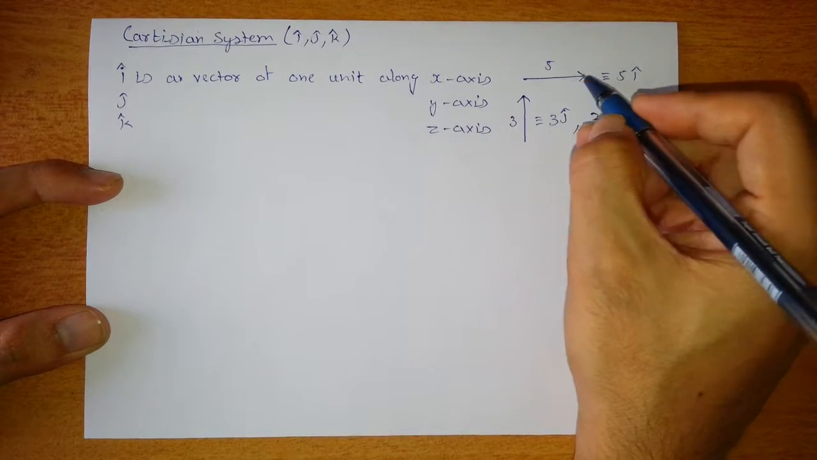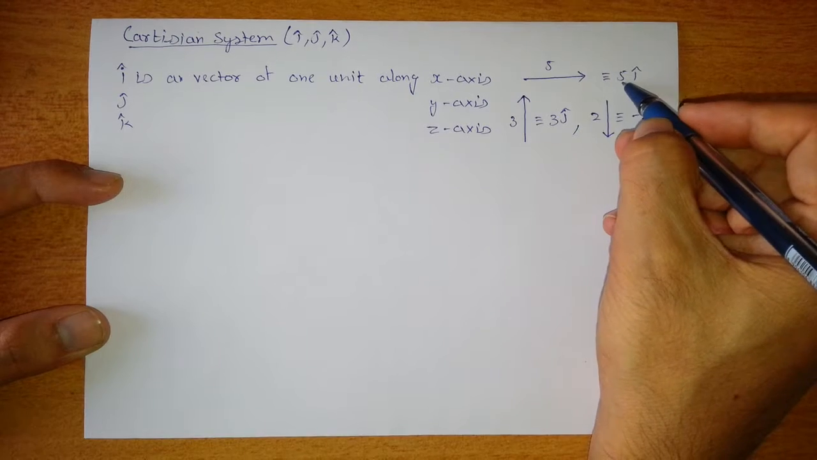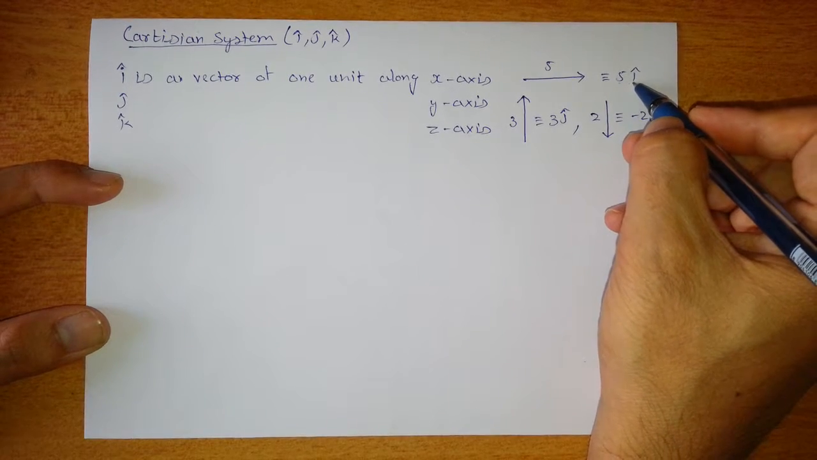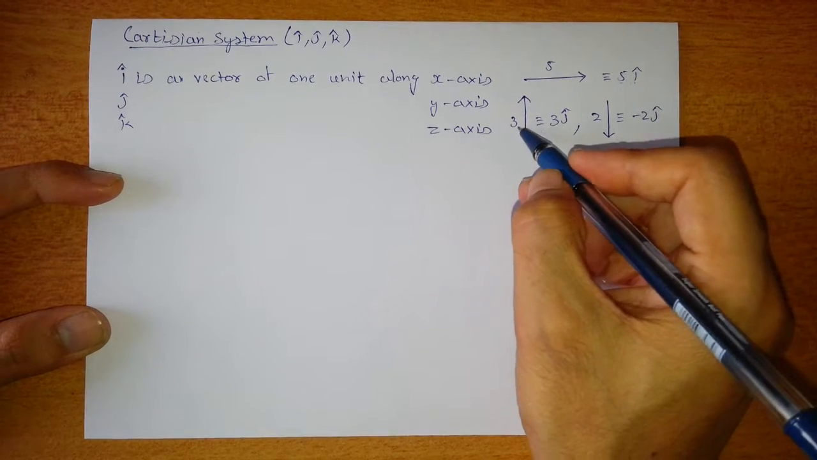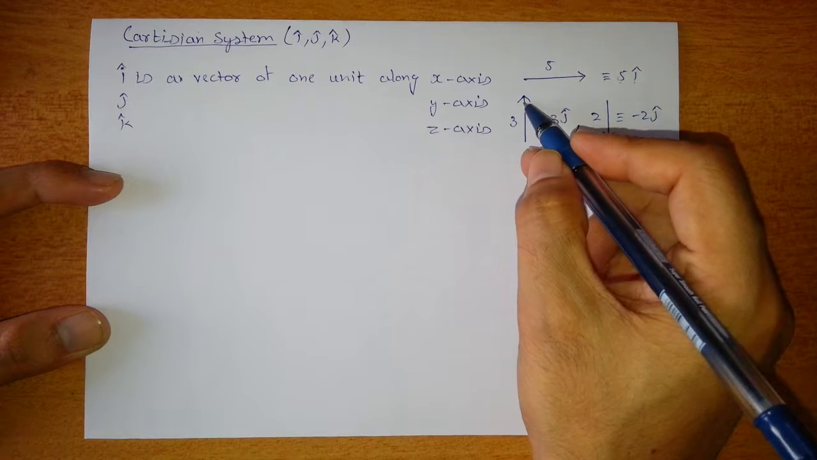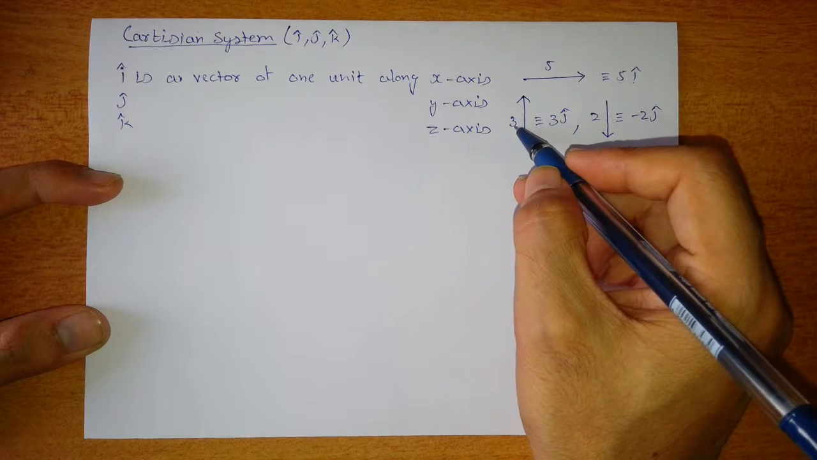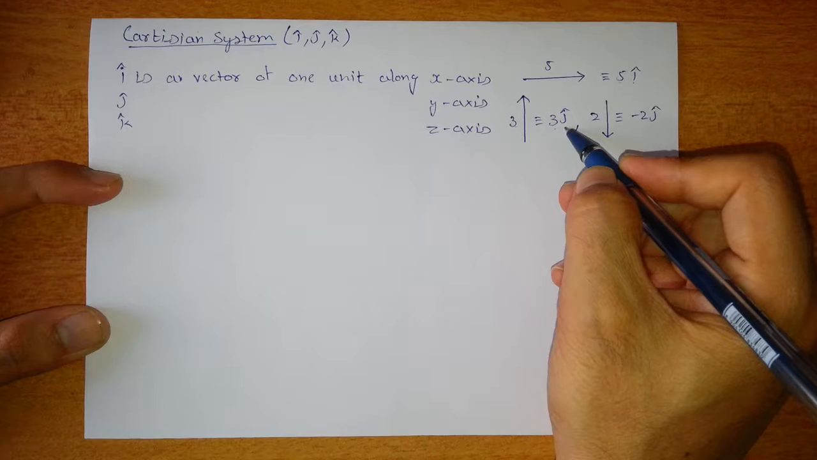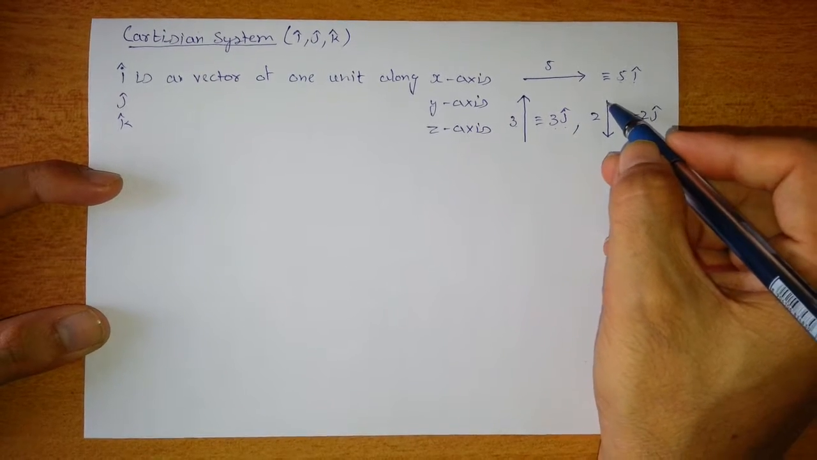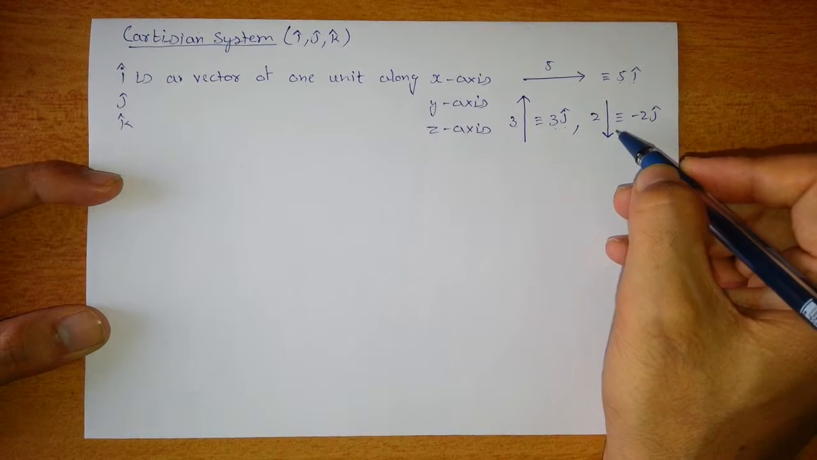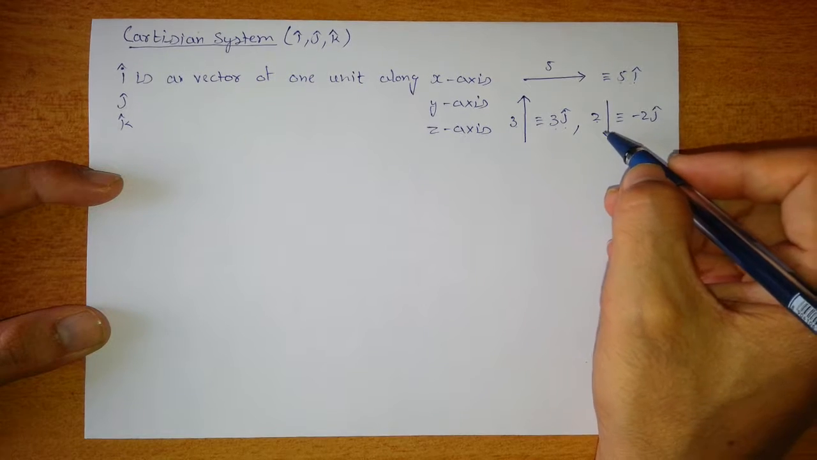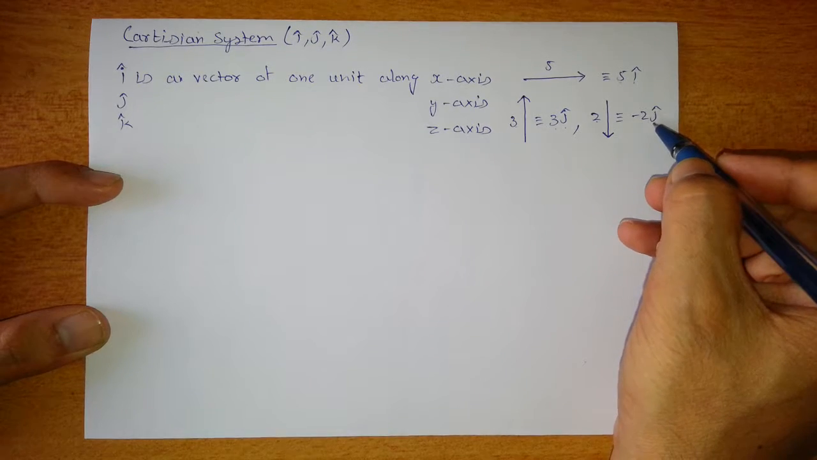So what if I have to represent a vector which is towards right of magnitude 5? I can say right direction is the x direction, so this will be 5 i cap. And what if the vector is in upward direction and has a magnitude 3? It will be 3 j cap. What if the direction is downward and it has magnitude 2? It will be minus 2 j cap.